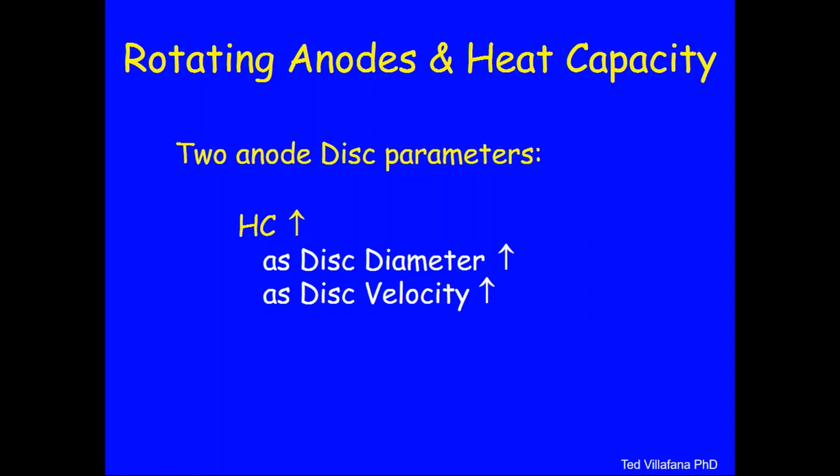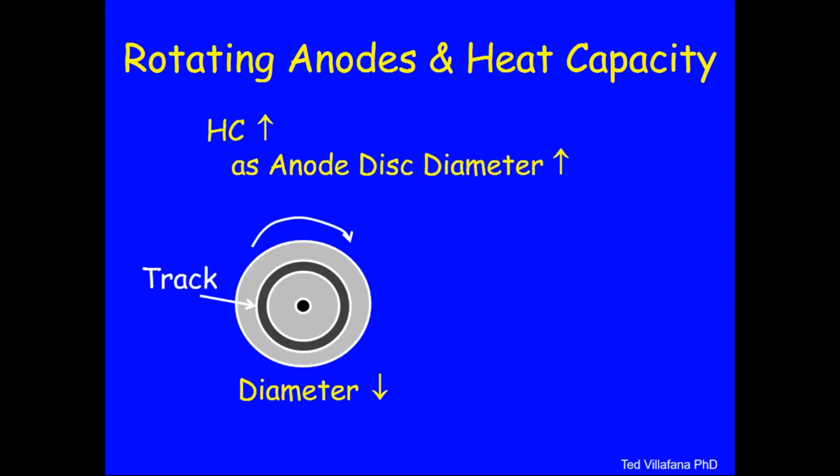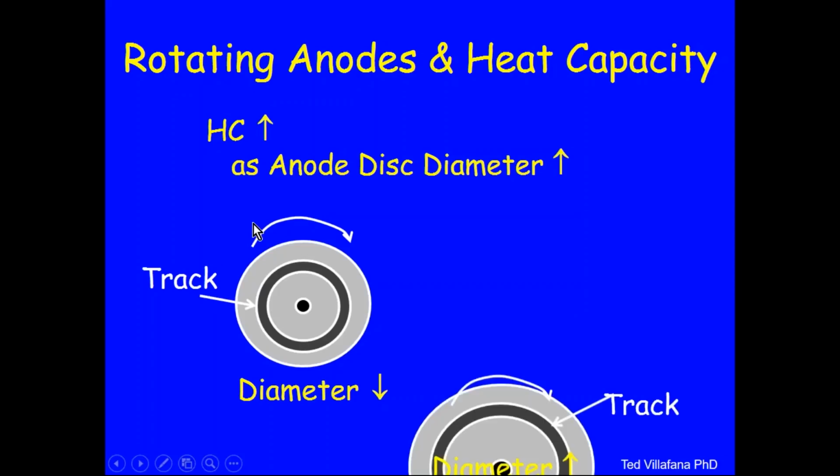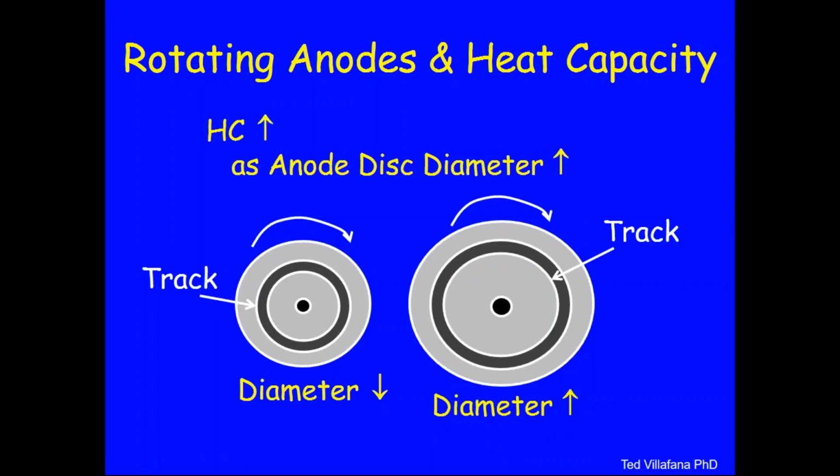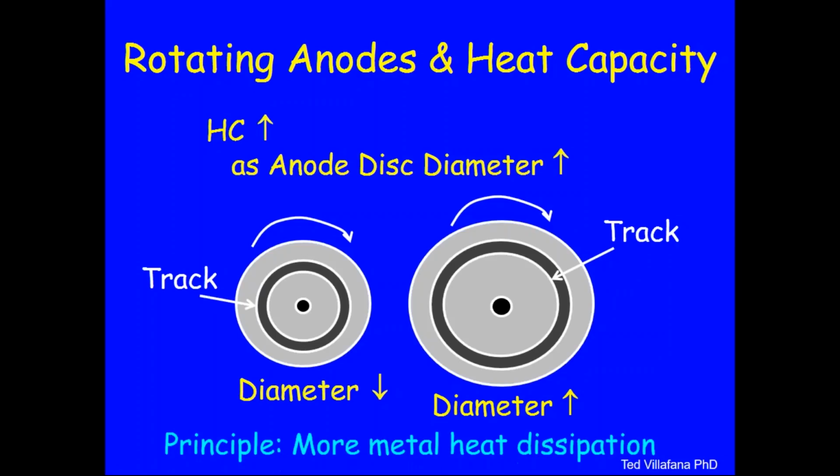And what is the result as far as the heat capacity? Let's look at that. Here's the anode disk diameter. Here's a given diameter. This is a relatively small diameter, the way I've drawn it. And there's your track, and there's your rotational direction. And now let's go to a larger diameter. Obviously, the periphery is going to be larger. And as we've just said, the larger the diameter of the rotating anode disk, the bigger the periphery, and the more you get to spread the energy over more metal, and you get more heat capacity. Okay.